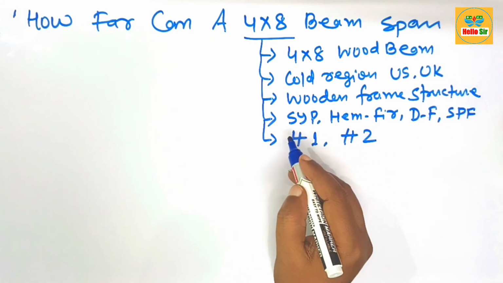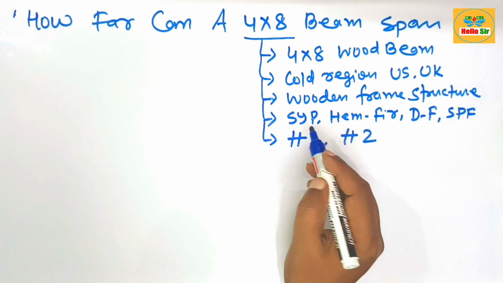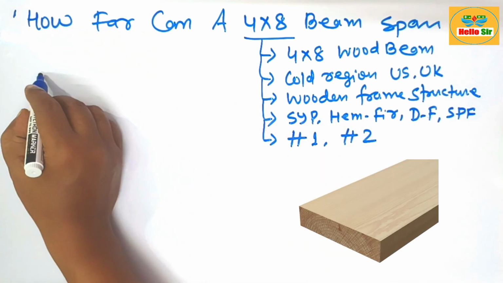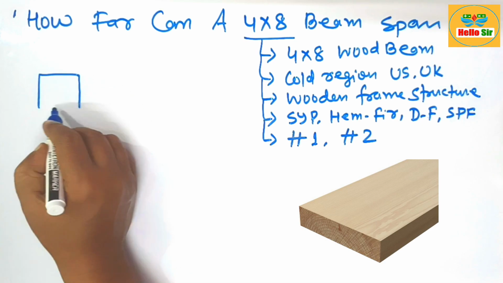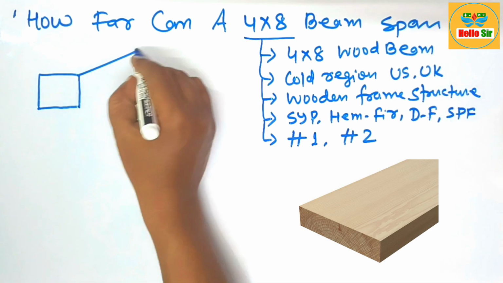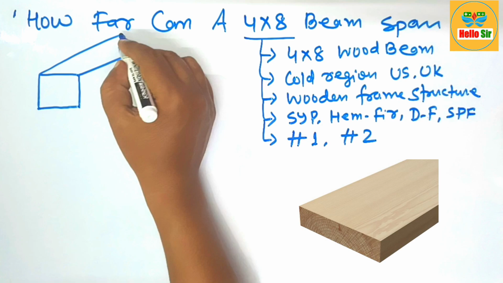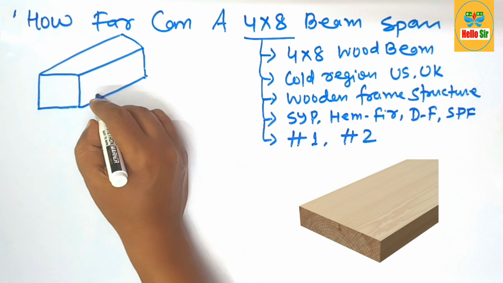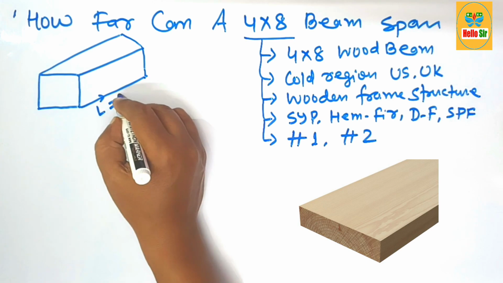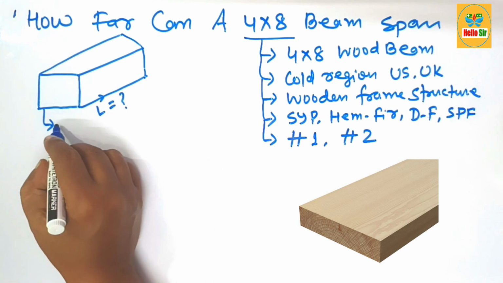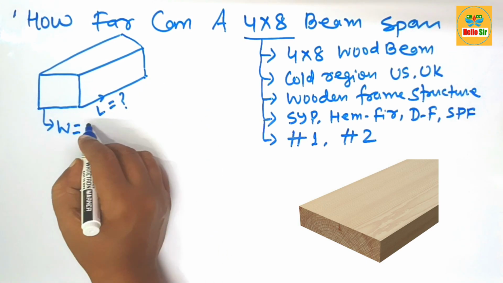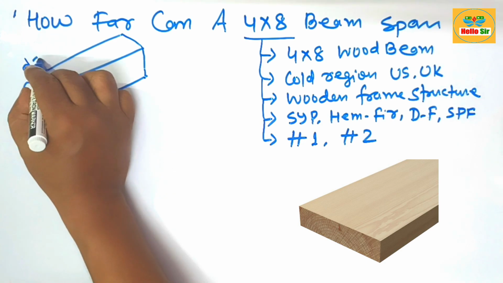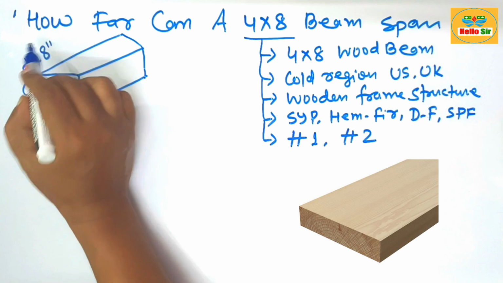First, we make a rough diagram to understand the nominal and actual size of this beam. This one is the span length, which you have to find out. This is the width section of the beam, which is about 4 inches, and this one is the depth section of the beam, which is about 8 inches.